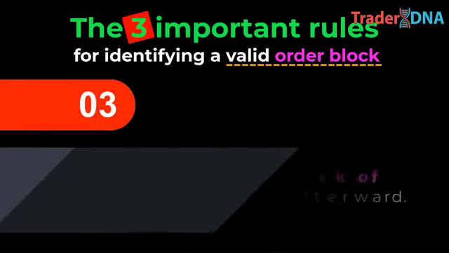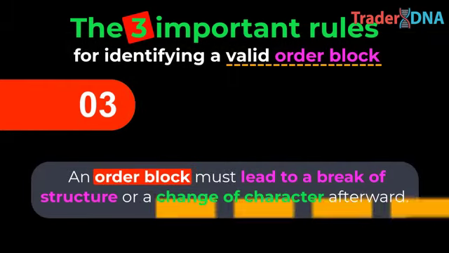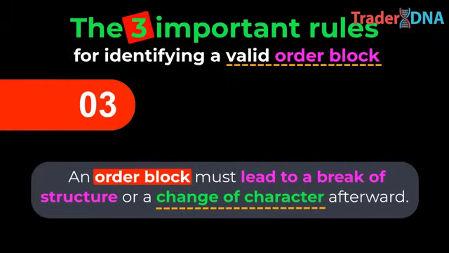Rule number 3. The most important rule is that an order block must lead to a break of structure or a change of character afterward. If you're not familiar with these terms, don't worry, I'll give a quick recap.